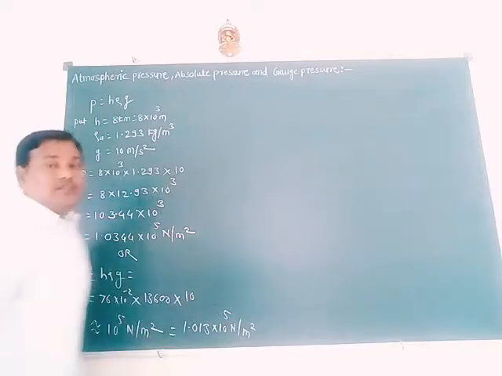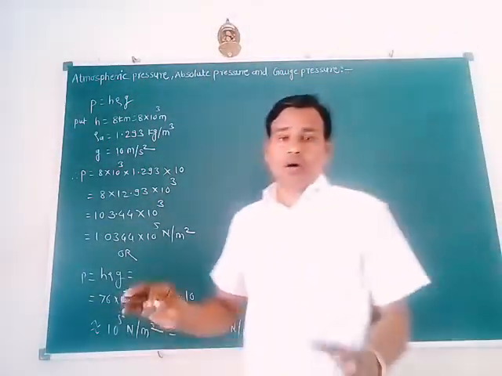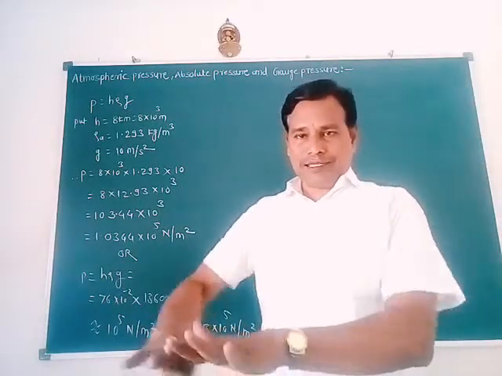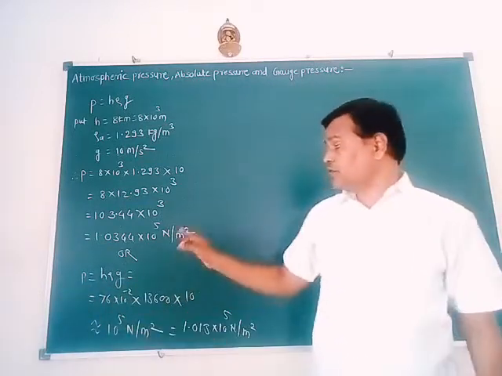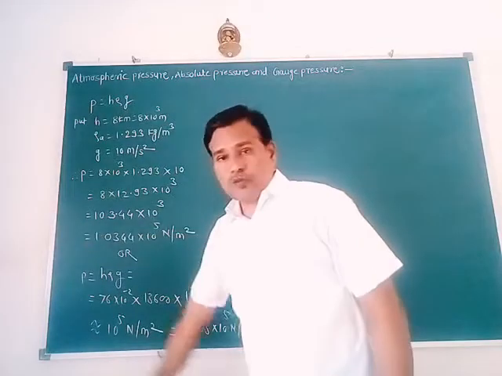So this is called atmospheric pressure, or NTP. We can say that this is normal atmospheric pressure at sea level. So this is the value actually. It is not given in our book, but we can calculate it by the provided data. So this is atmospheric pressure.